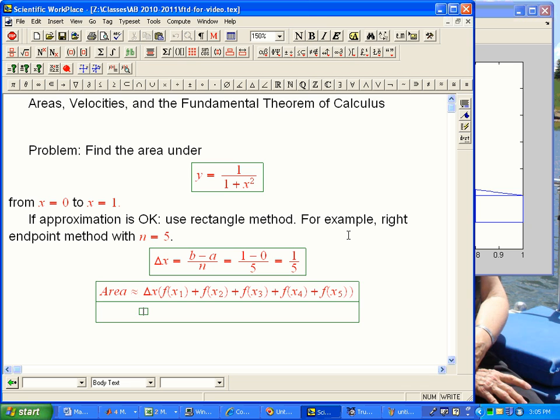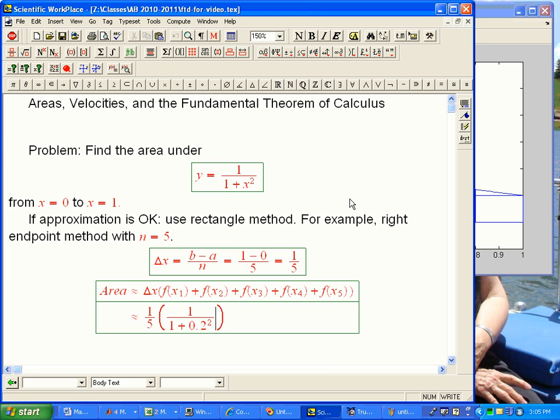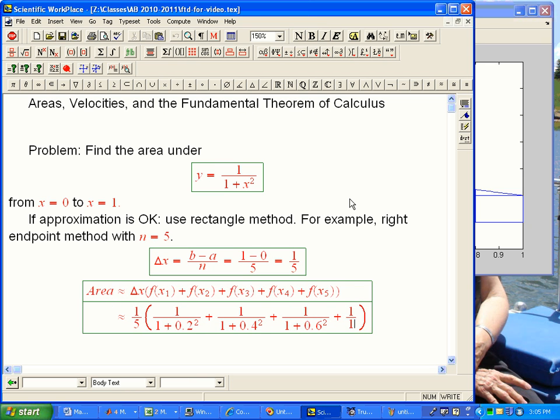Okay, so that's approximately equal to 1/5 times, and then I just have to plug in all those values. Well, this is where it gets tedious, as anyone who's done this a little agrees. Oops, that's 0.4 squared. We've got to figure out what those endpoints are. Well, it's 0.2, 0.4, etc. Oh my goodness. And this is just for n equals 5.